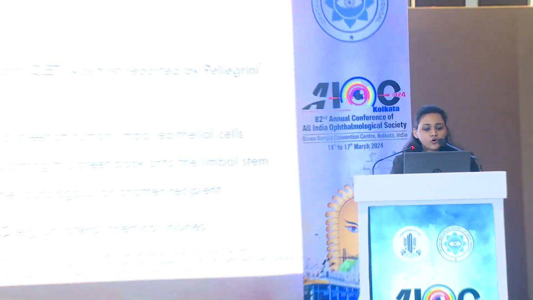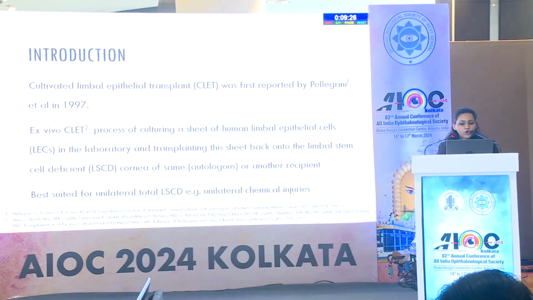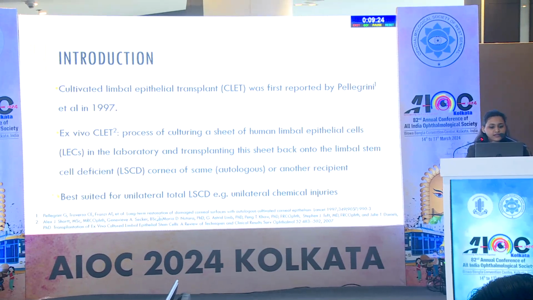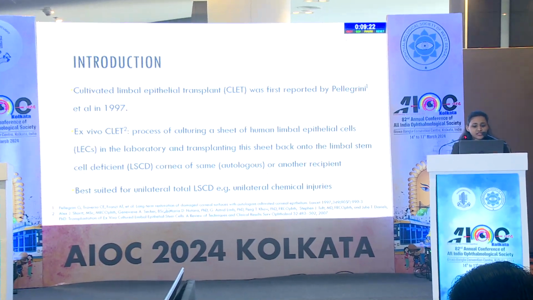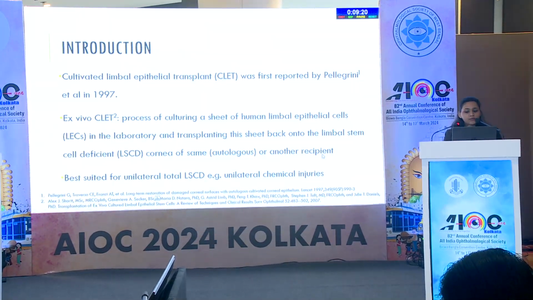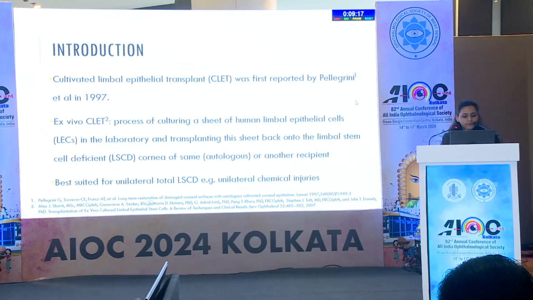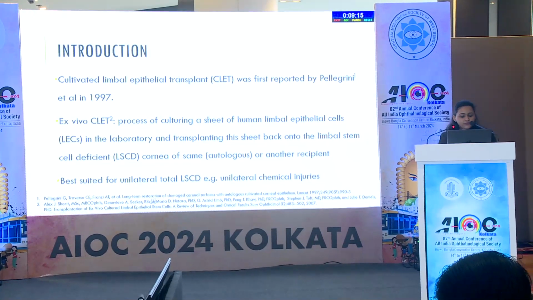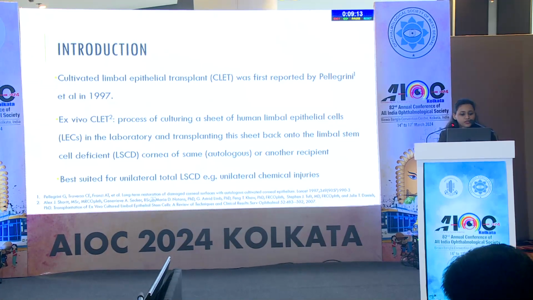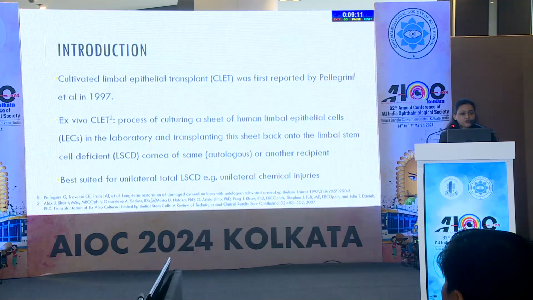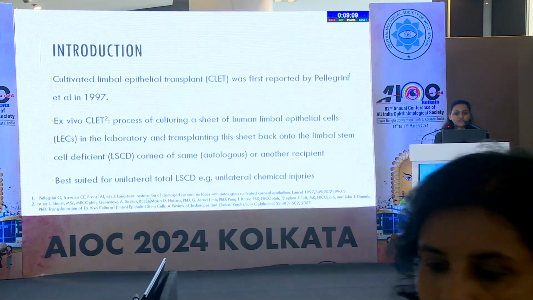Cultivated limbal epithelial transplant was first reported by Pellegrini in 1997. As discussed, it is an ex vivo expansion of cells to obtain a cultured sheet of human limbal epithelial cells in the lab. And this sheet is then transplanted onto the limbal stem deficient cornea. It can be an autologous or an allograft. It is the best suited procedure for unilateral total limbal stem cell deficiency.